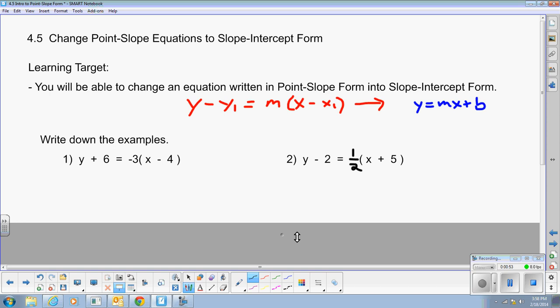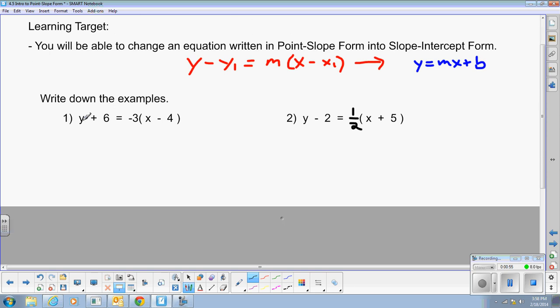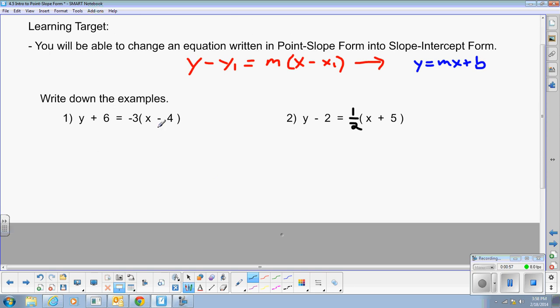All right, so the two examples I have for you are as follows. I have one here where it says y plus 6 equals negative 3 times x minus 4. First thing that you want to do, there is a negative 3 outside, so we're going to use our distributive property. I'm going to do negative 3 times the x and negative 3 times negative 4. I'm not working with the left side of the equation, so y plus 6 just gets written down. And that's going to equal negative 3x. Negative 3 times negative 4 is positive 12.